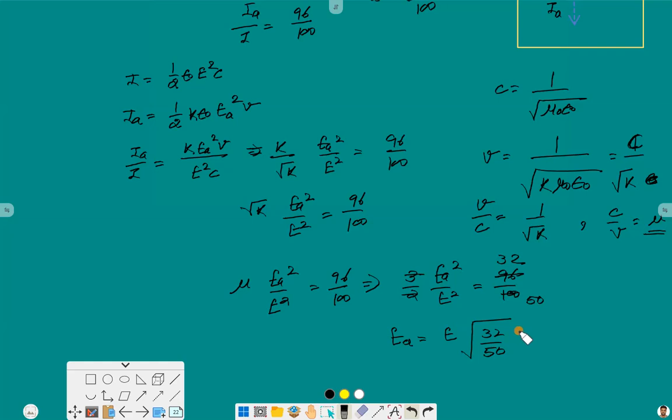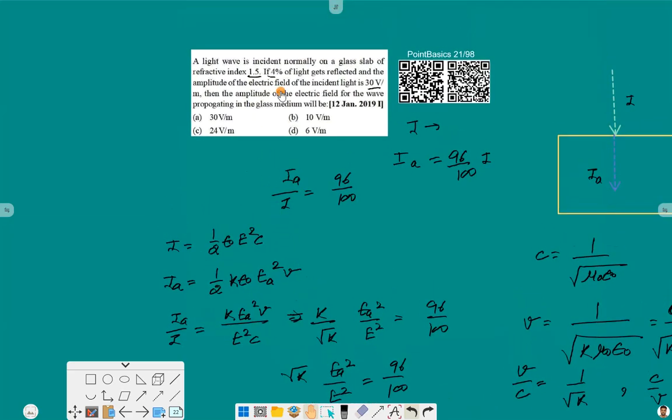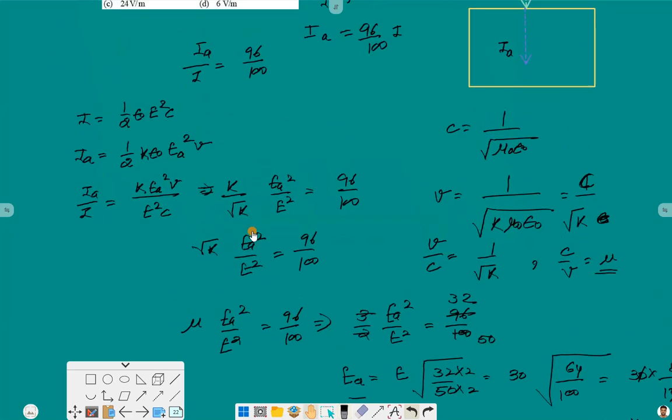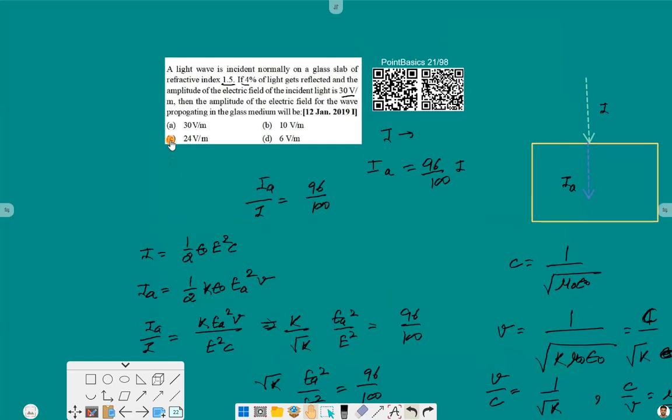Now the value of E is given to us, that is 30. Inside the root, we will multiply by 2 and divide by 2. Now 32 into 2 will be 64, and divided by 50 into 2, that is 100. So this will be 30 into 8 by 10, and this will give us 24. So that is the value of EA, and it matches with option C. Now let us move ahead for the next one.